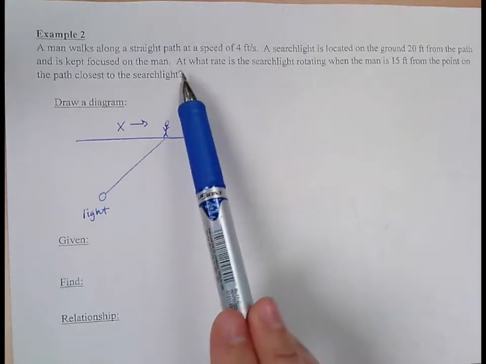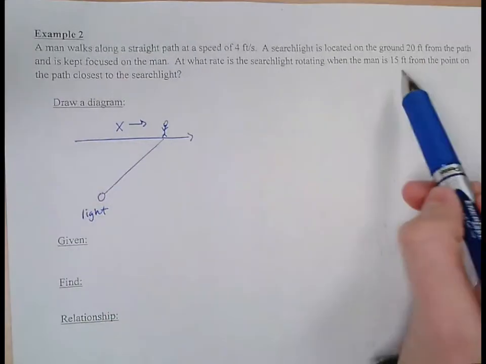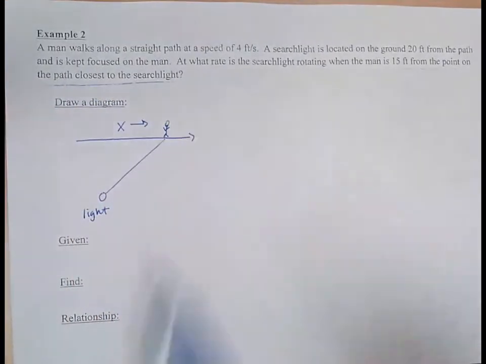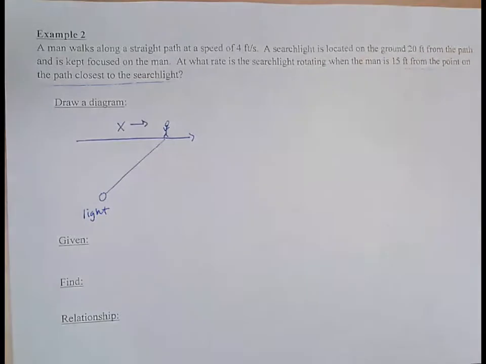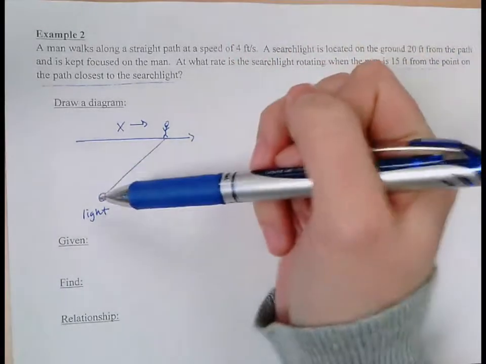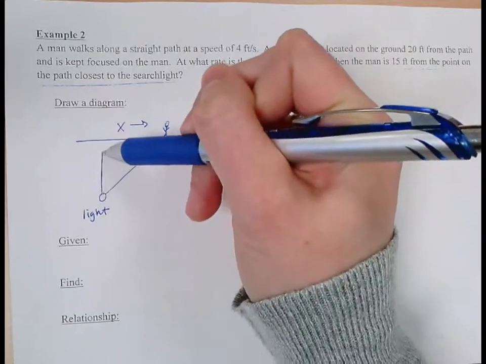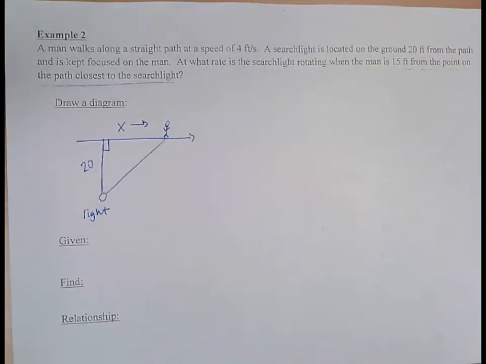And then when it talks about the man being 15 feet from the point on the path closest to the searchlight, it would be the what? The searchlight is 20 feet from the path, yes, and the closest distance would be the distance that's perpendicular. That would be the 20. So the light is 20 feet from the path.